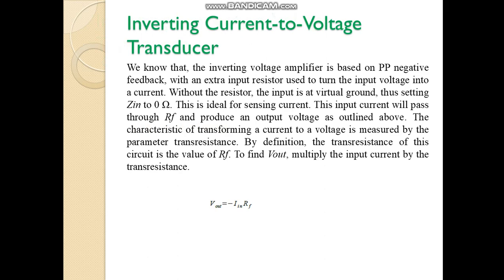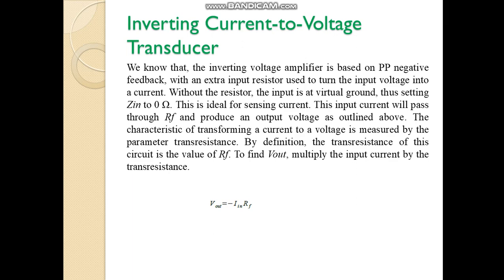In this circuit we know that the inverting voltage amplifier is based on negative feedback with an extra input resistor used to turn the input voltage into a current. Without the resistor, the input is at virtual ground, thus setting the input impedance to 0. This is ideal for sensing current.